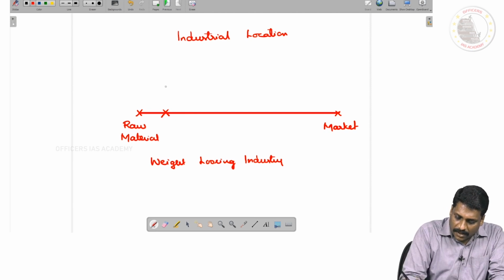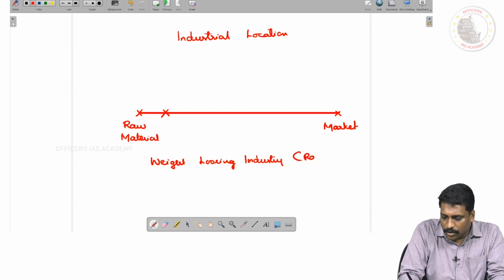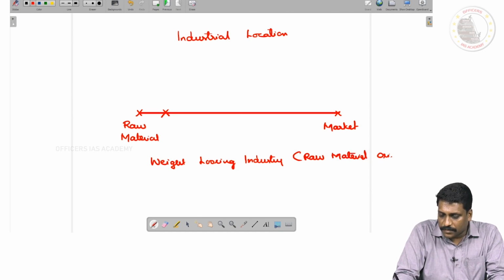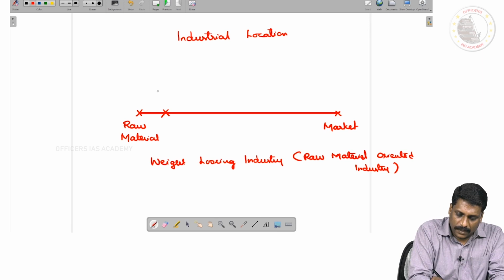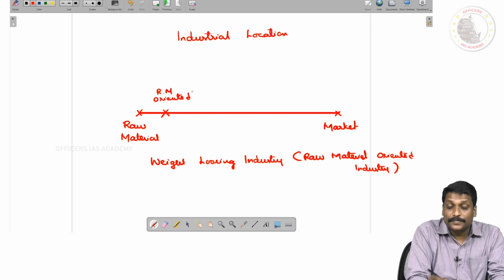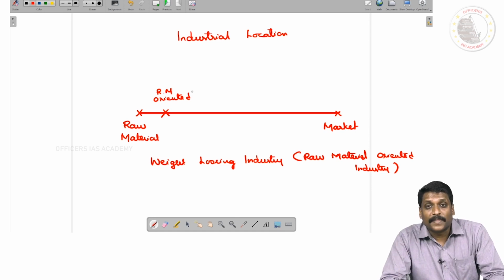Somewhere, this weight losing industry, you call them as what? Raw material oriented industry. Weight losing in nature, raw material oriented. On the other hand, there is also one type of industry. You call them as what?